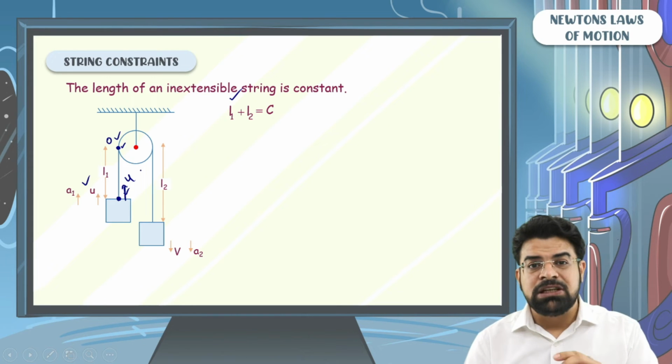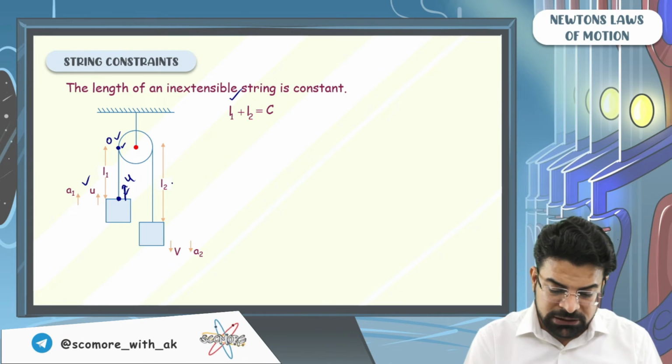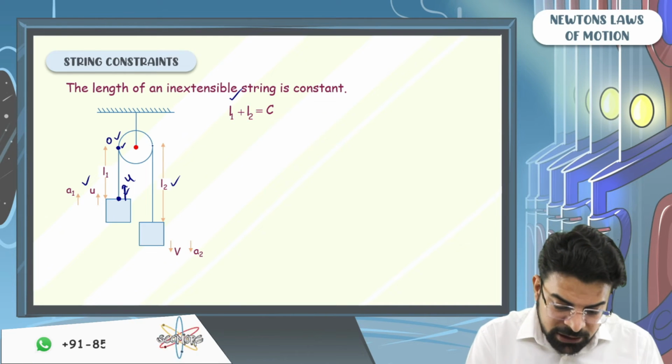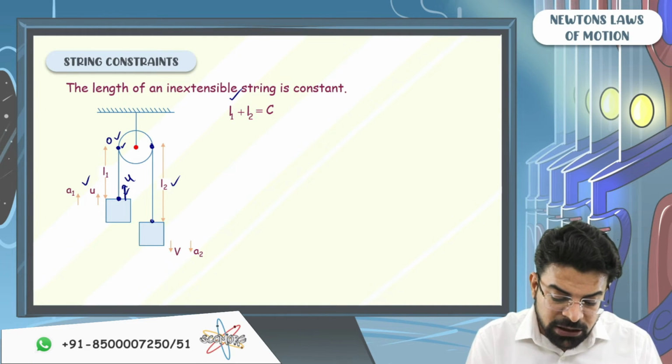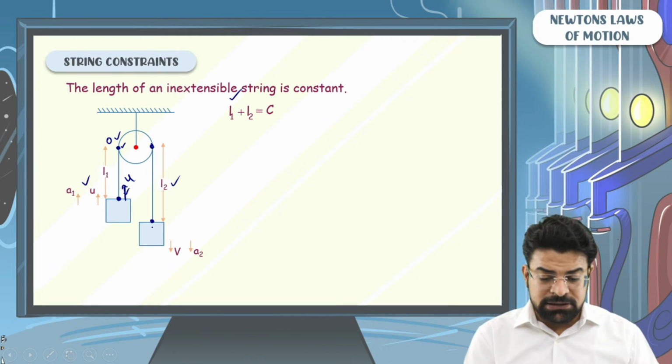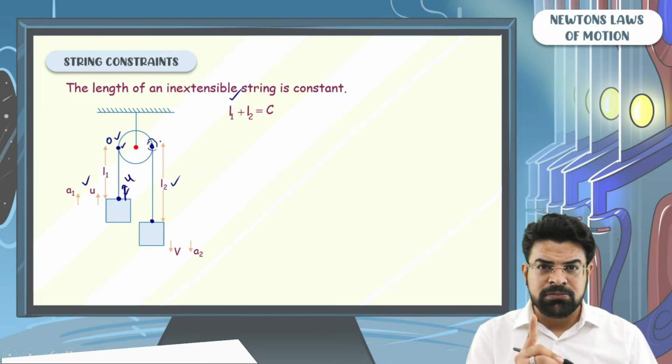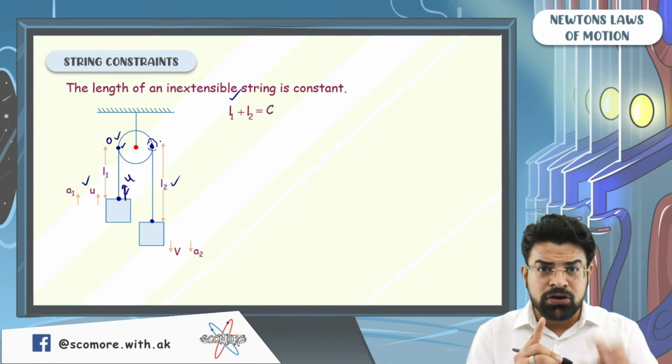Now I ask you, what is L2? So L2 is the length of what? String. From where to where? Where it touches the pulley to where it touches the block. Is this terminal which is in contact with pulley, is it moving? No, because the pulley is fixed.